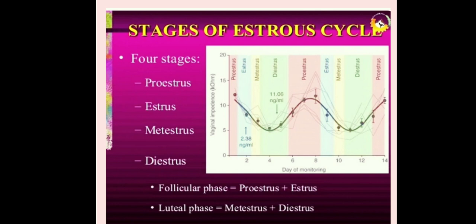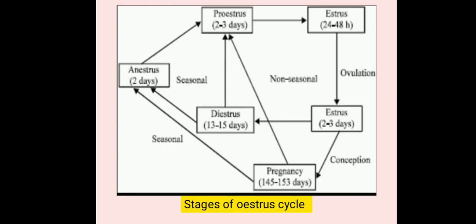These all are the stages which are very important in estrous cycle, and these stages occur every estrous cycle in cattle. This image shows you the proestrus, estrus, diestrus, anestrus, pregnancy and estrus level where the ovulation, conception, seasonal, non-seasonal changes occur. This graph shows the stages of estrous cycle.